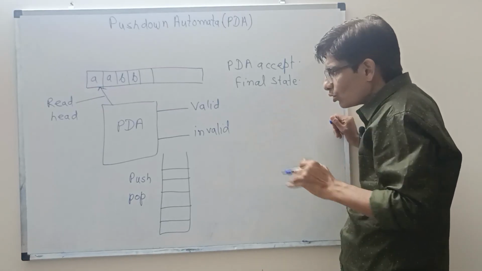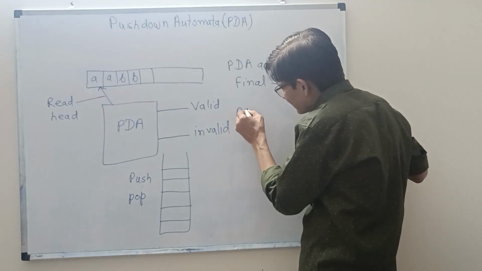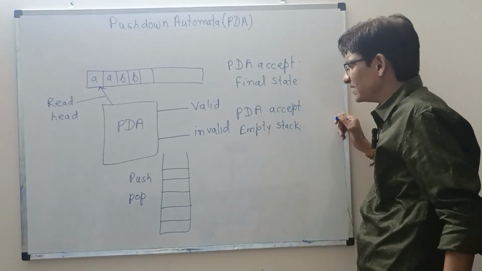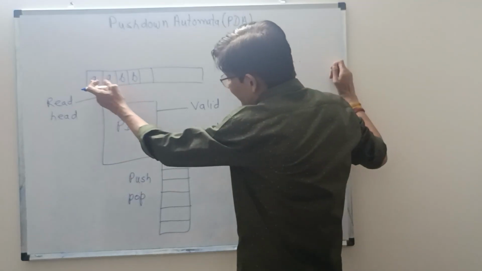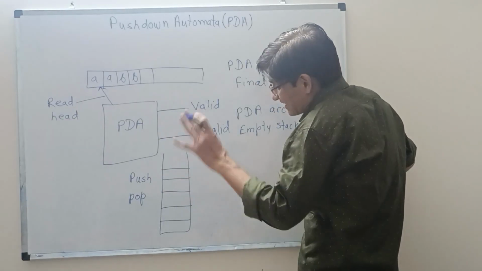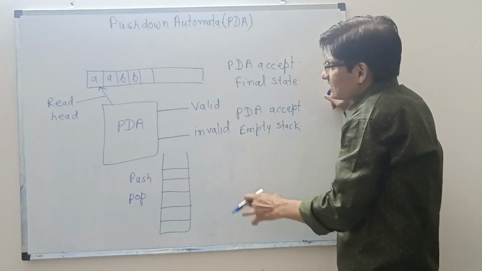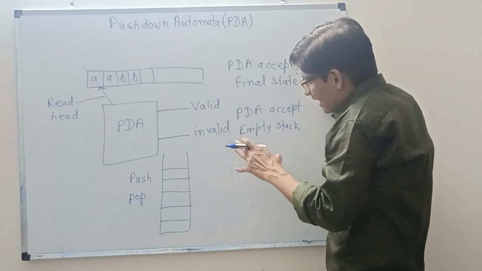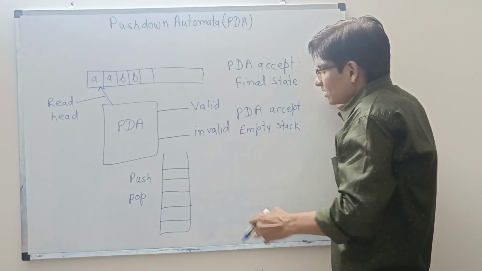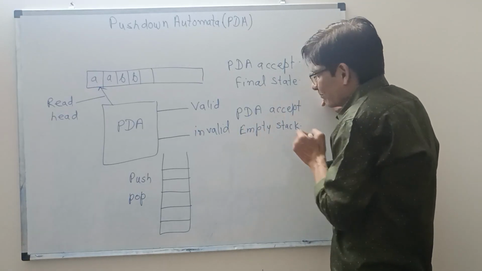Now, there is one more way to accept strings in PDA. This is known as PDA accepting strings by empty stack. In this kind of PDA, if after reading the complete string the stack associated with the PDA is completely empty, then the string is considered a valid string of the language. Otherwise, it is considered an invalid string of the language.